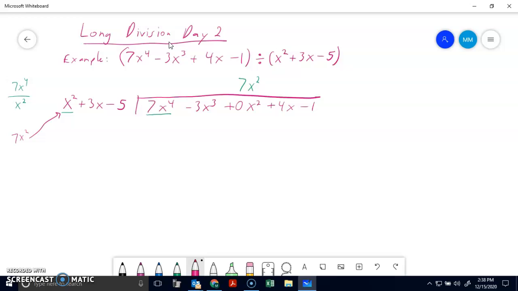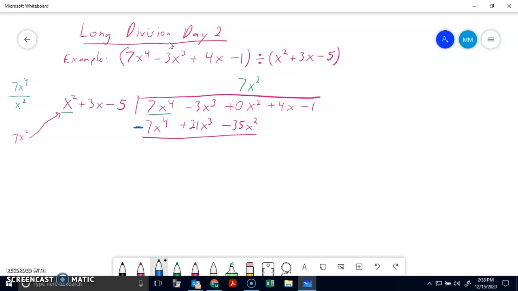So 7x squared times x squared is 7x to the fourth. 7x squared times positive 3x is 21x to the third. 7x squared times negative 5 is negative 35x squared. So instead of having two terms at a time, we're taking three terms at a time. And then I subtract. Now some of you I think are messing up the sign, so we're going to do the subtraction this way. Instead of saying subtract the entire thing, I'm going to subtract them by changing the signs.